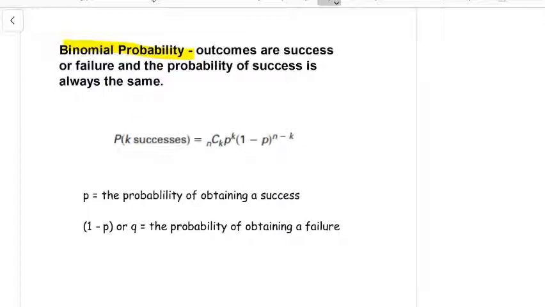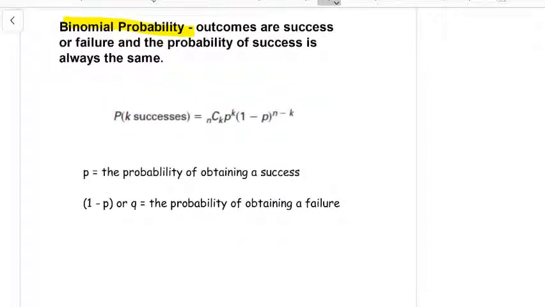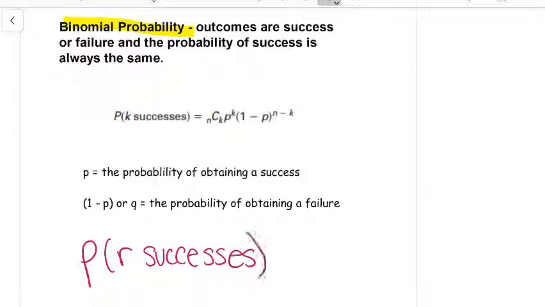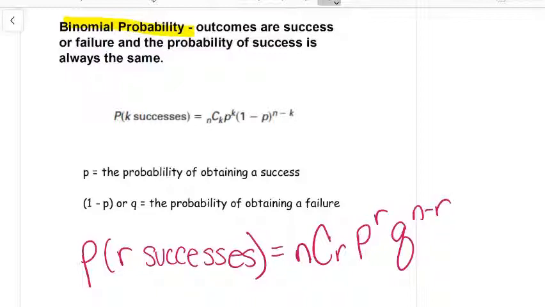This is one formula you might see. The one that we're going to use is going to match your calculator. We're actually going to change the variable a little bit. Instead of k successes, we're going to say the probability of r successes, and we're going to use r because that matches what you'll see in your calculator. So the probability of r successes, you're going to have the combination of n choose r, and then it's p to the r power and q to the n minus r, where p is the probability of obtaining a success and q is the probability of obtaining a failure.